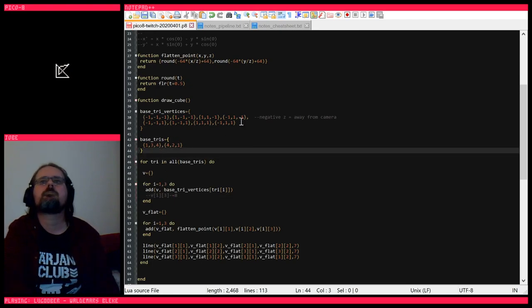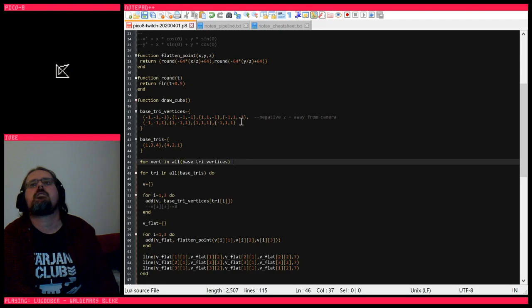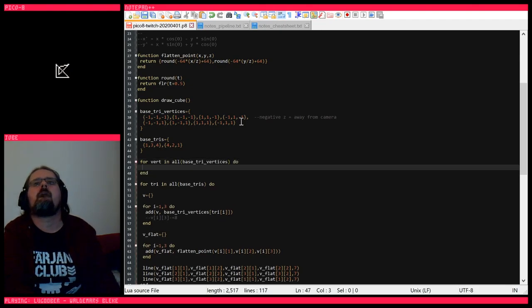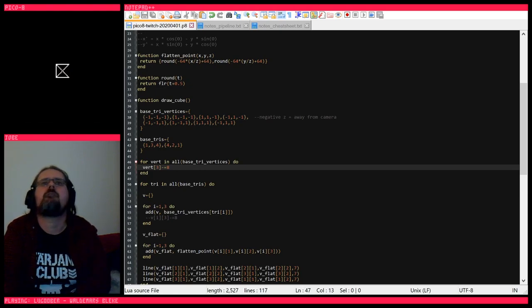So for try in all base, no, for vert actually, for vert in all base try vertices, do vert 3, and now we should have a triangle that works, I think. Yes, we've still defined this in the wrong... Let's see now.